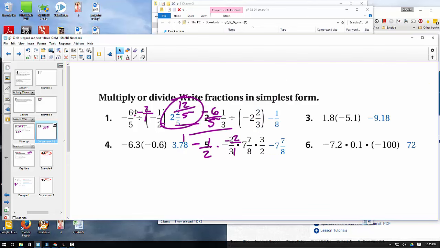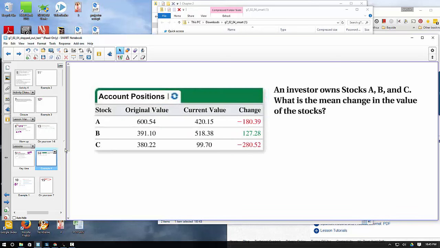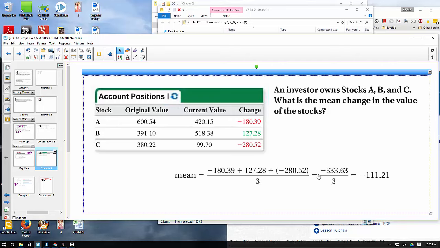And then here are a couple other ones that you could take a look at. For this example, it asks you to find the mean. So I look at this average. I add 3 numbers together: -180 and 39 cents, 127 and 28 cents, and then -280 and 52 cents. I add them all together with a grand total of -$333.63. And I divide it by the amount of numbers that I'm adding, which is 3. So that means in all, on average, I lose $111.21. So that's my mean change in value of stocks.